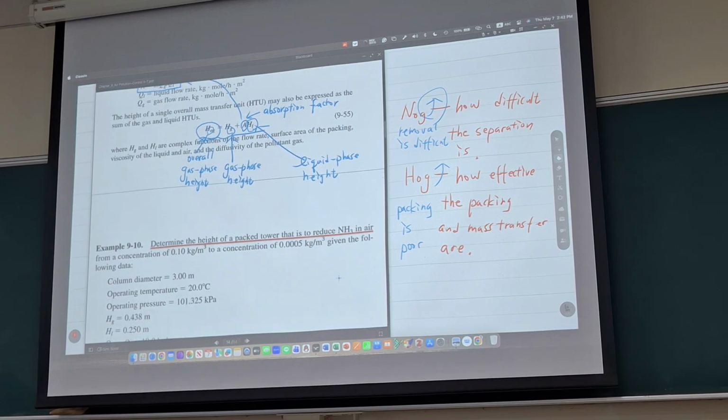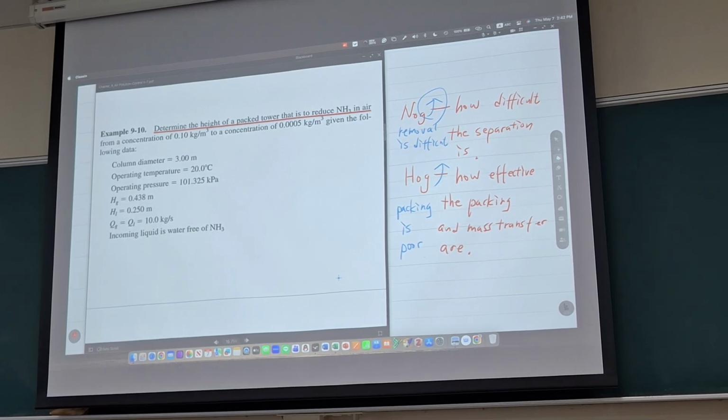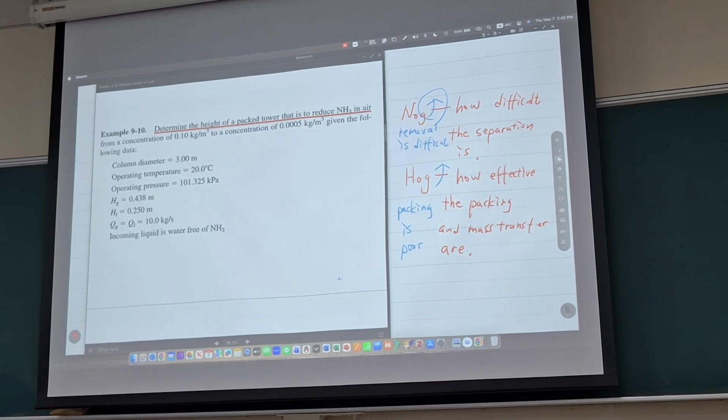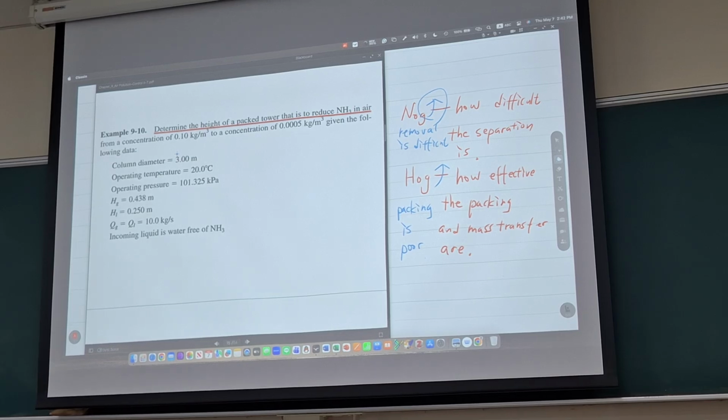Okay, let's do this question, example 9-10. I might give similar questions from the textbook, but just change the values. So you need to be familiar with the questions in the textbook, okay?